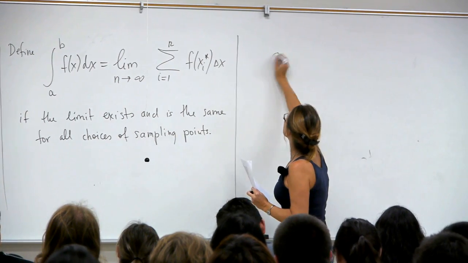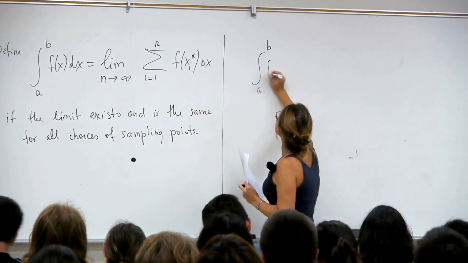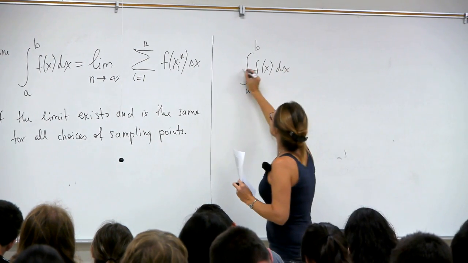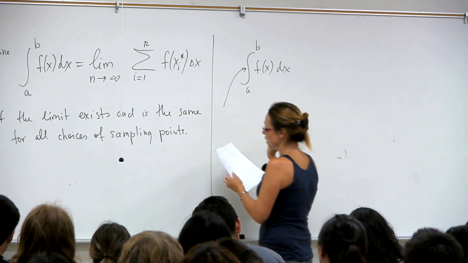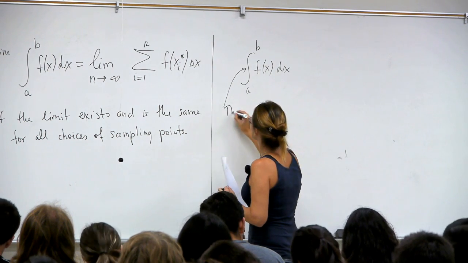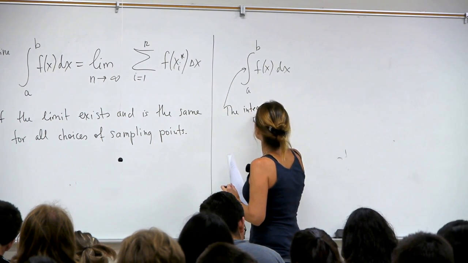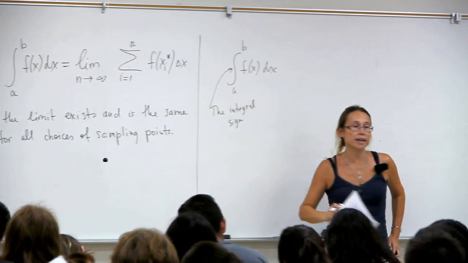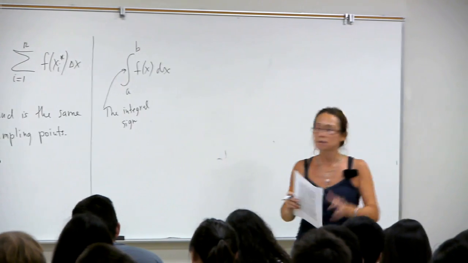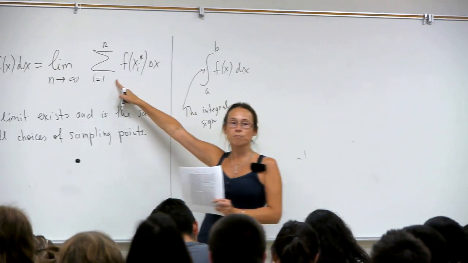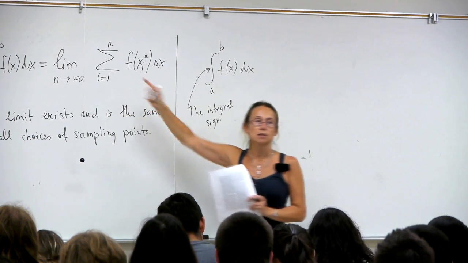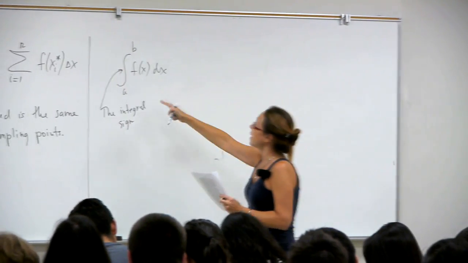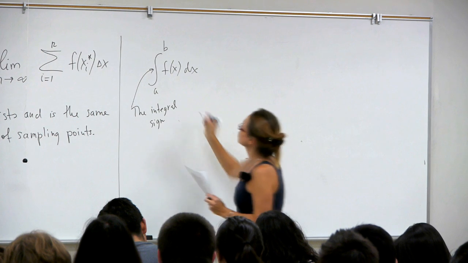So I'm going to start by making an introduction. Let's look at this new symbol and talk about its components. First of all, this here is the integral sign, and it looks like an elongated S. Why S? Because it's a limit of a sum, so the symbol S comes from that word. Okay, a and b are the limits of integration.